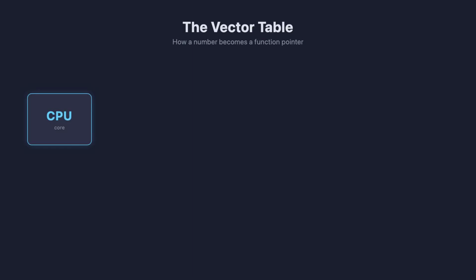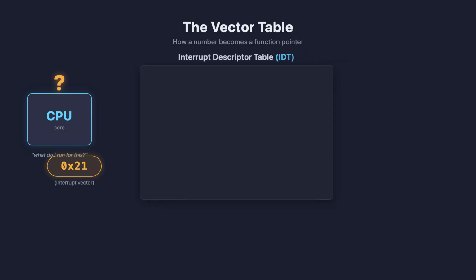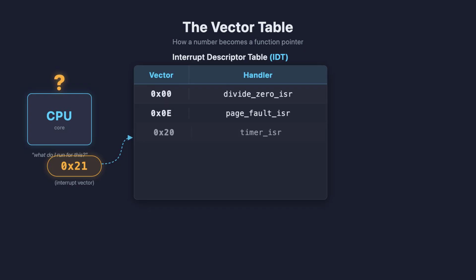The CPU has been poked, but it doesn't know what to do yet. The APIC hands it a number, an interrupt vector, between 0 and 255. That number is the only clue the CPU gets. So the CPU looks the number up in a table. This table is called the Interrupt Descriptor Table, or IDT. It has exactly 256 slots. Each slot contains a pointer to a function, the handler that should run for that vector.